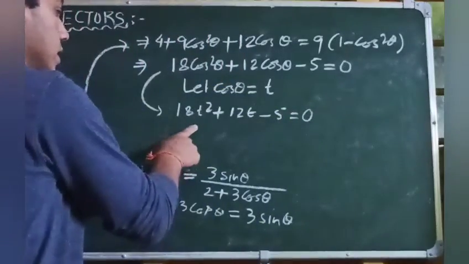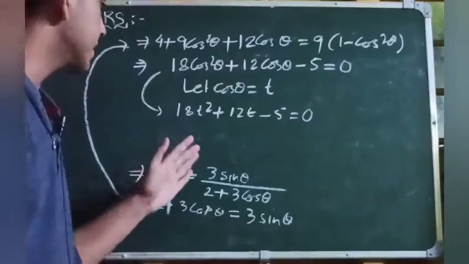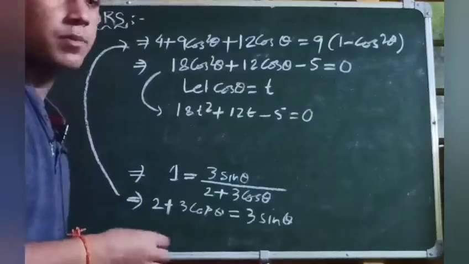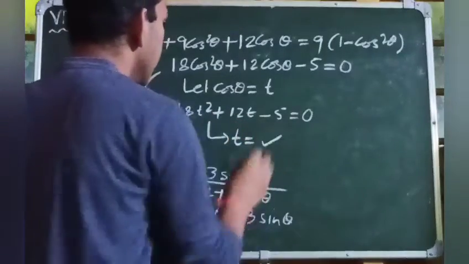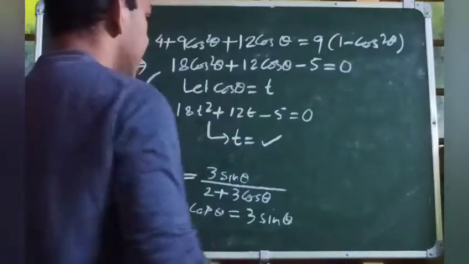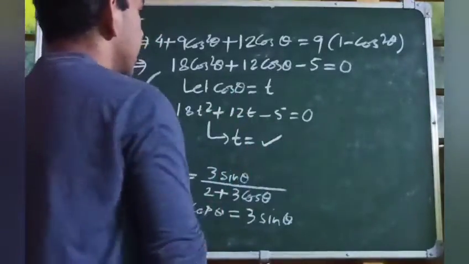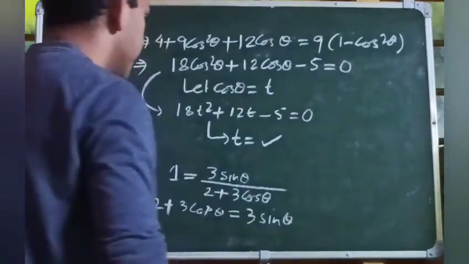Now this is a quadratic equation. I hope using the direct formula, x is equal to minus b plus minus root under b square minus 4ac upon twice a, you can calculate the value of t, which will be the value of cos theta, and by taking the cos to the right hand side we will get theta is equal to cos inverse of a number.